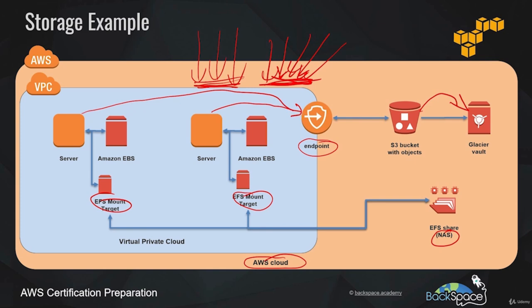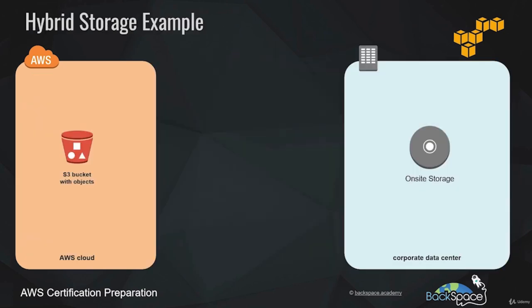So let's have a look at a hybrid storage example where we've got on-site storage in a corporate data center, and we've also got that stored in the AWS cloud in Amazon S3. Why would we do that? Well, it's great for a disaster recovery solution because it provides high-speed access to our data in our corporate data center. And at the same time, we're taking advantage of the durability and availability of Amazon S3 as a disaster recovery solution.